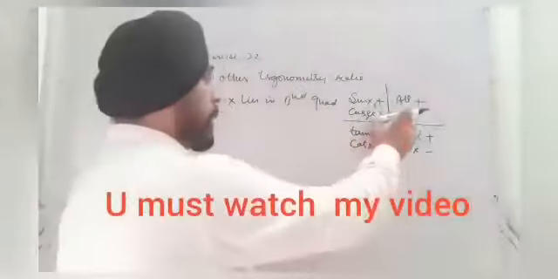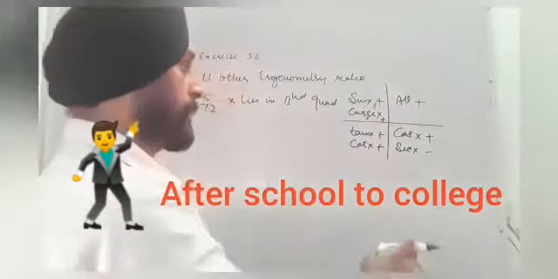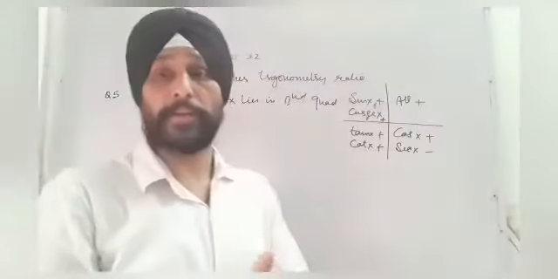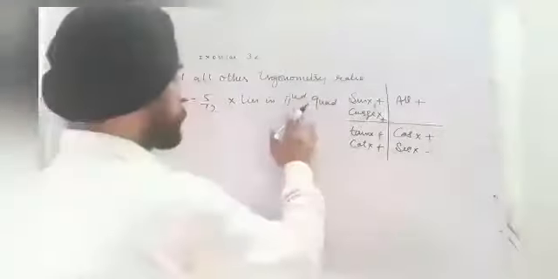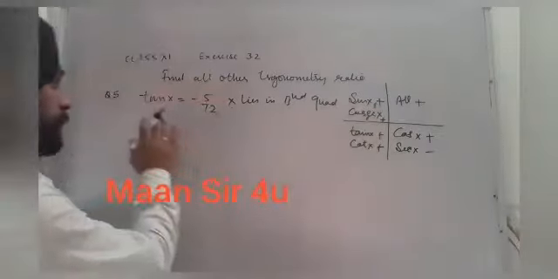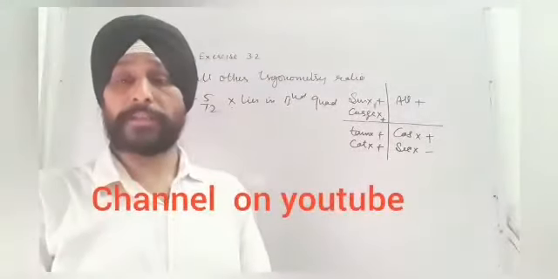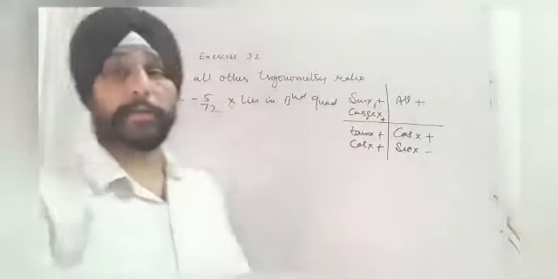And you know, from school to college, according to my previous video, that sin x and cos x in the second quadrant are positive, and all other trigonometric ratios will be negative. Same here, student, in the second quadrant you can see sin and cosec are positive, all others negative. So that's why tan x is equal to minus 5 by 12, which is an appropriate condition. So we need to find all the other trigonometric ratios here.